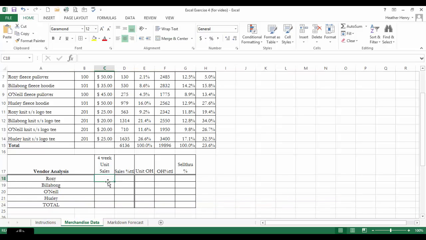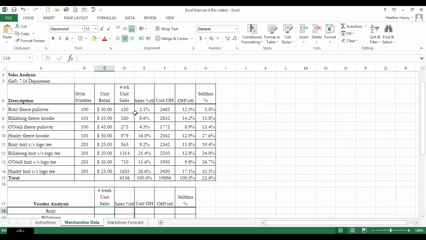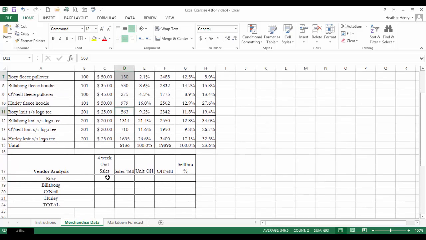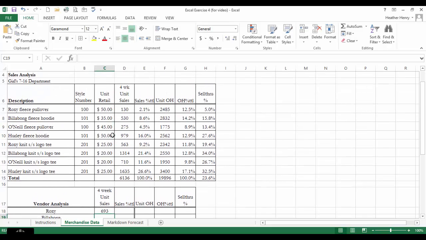So now I need to figure out all of my sales for my Roxy items. So first off, I will go to my Roxy items, take my 130 units, and also the 563 units. So for my total Roxy items, we have 693 unit sales. We'll do the same for Billabong.